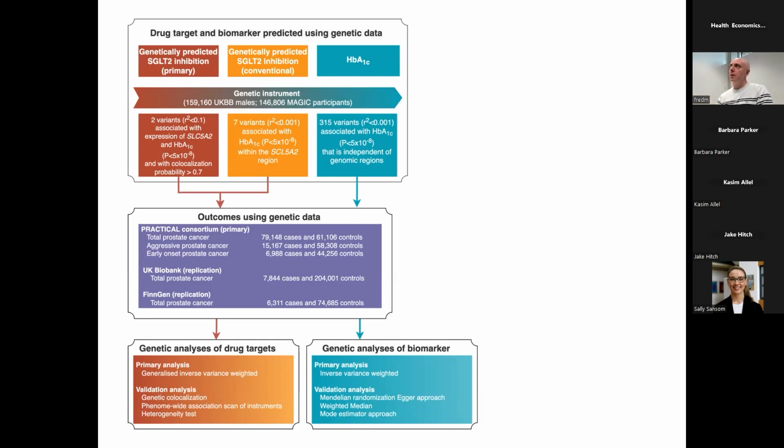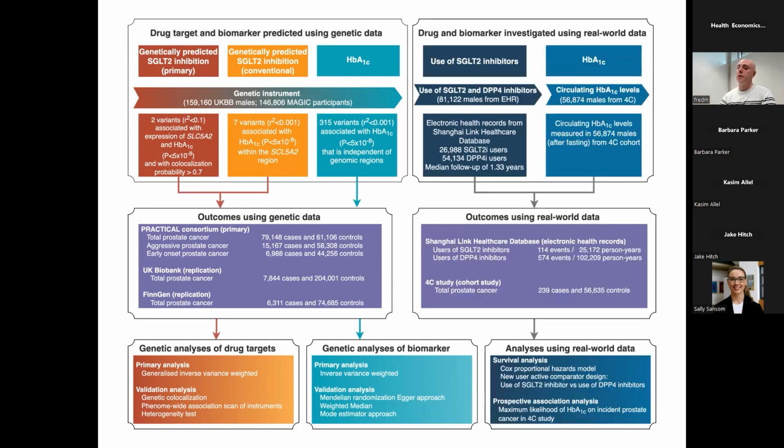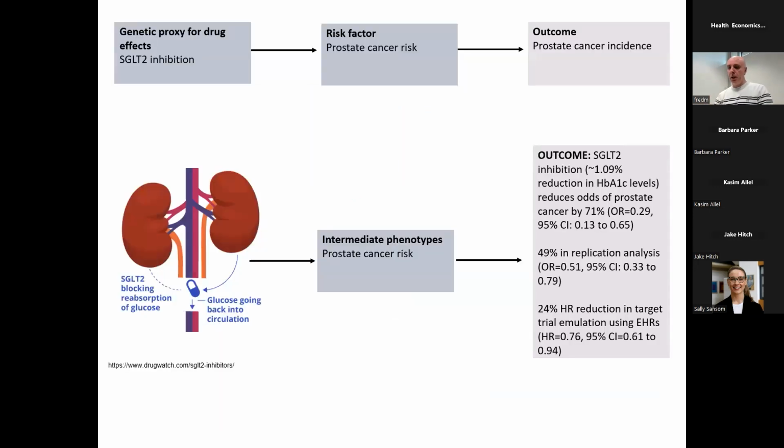Then we attempted to triangulate that evidence using target trial emulation in electronic care records. So there we compared people taking these drugs, SGLT2 inhibitors, with people taking a different type of anti-diabetic medication and assessed what their prostate cancer risk was. So the logic here is that you can find genetic proxies for drug effects. You can do this thought experiment where you're giving that drug for diabetes to people who don't have diabetes, because diabetic patients who happen to take this drug happen to have much lower risk of prostate cancer. And you want to see if that's causal.